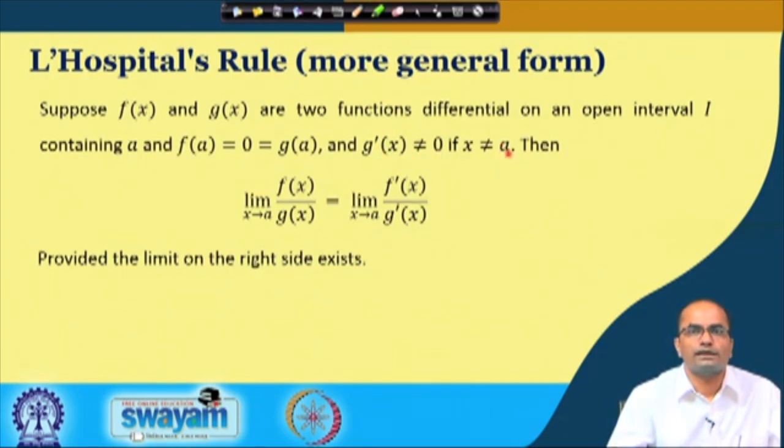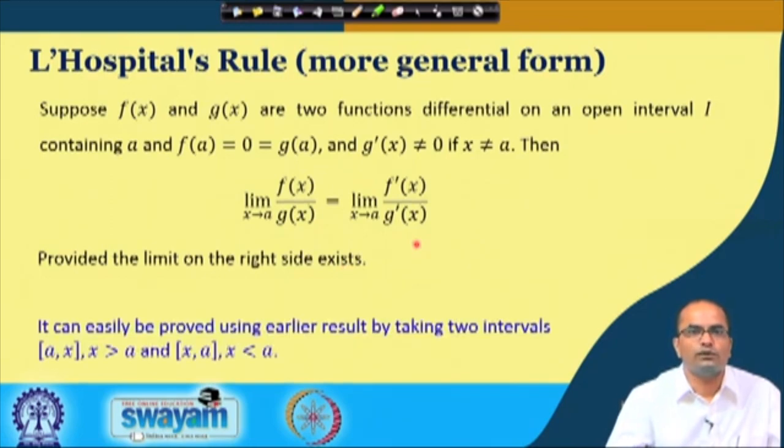But other than this x equal to a, the g does not vanish. So, in this case also one can easily prove that the limit as x goes to a, now there is no left or right concept here. So, the limit simply as x goes to a of f(x) over g(x) is equal to the limit as x goes to a of f prime over g prime of x, provided the limit on the right hand side exists.